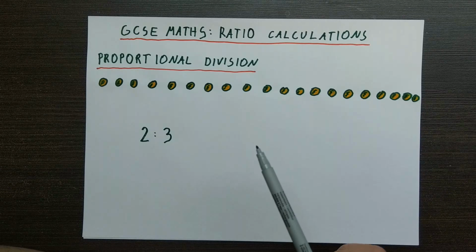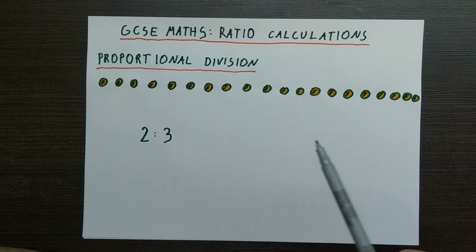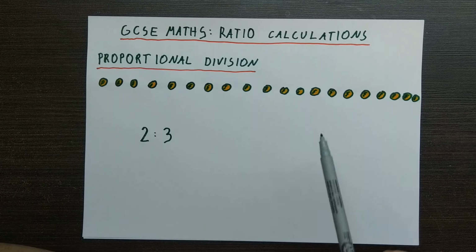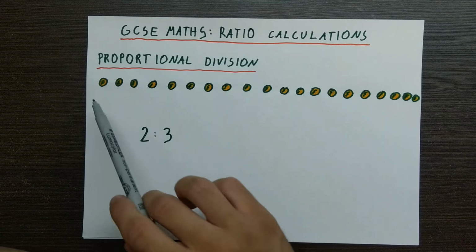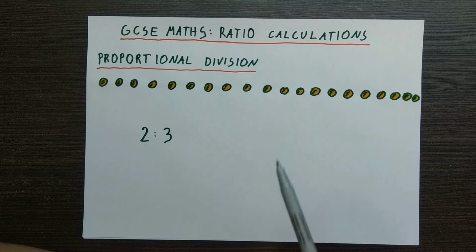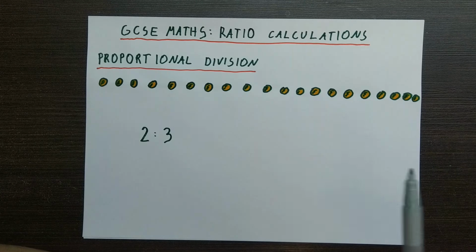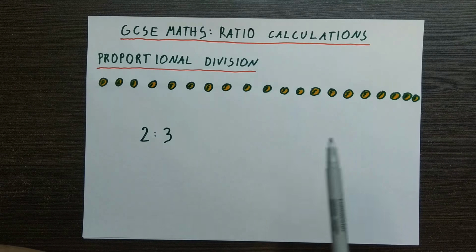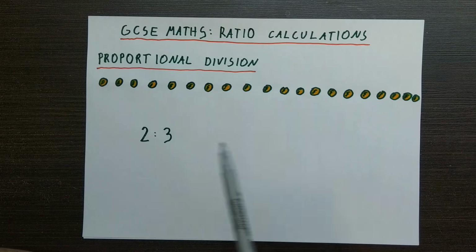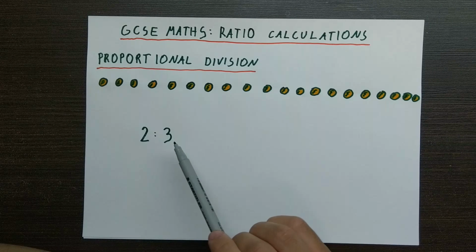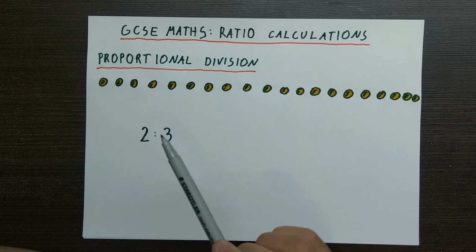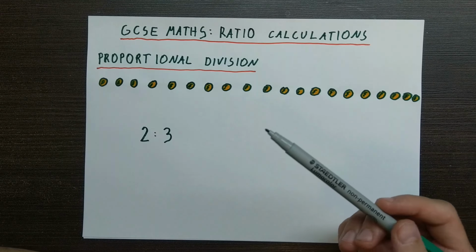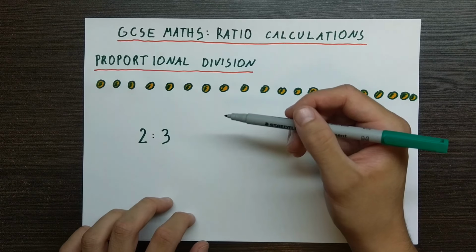We have two thieves that did a heist on a bank and they managed to steal 20 rare golden coins. There's 20 of them drawn out here. Now, because of their previous arrangements, they decided to split those 20 coins between themselves in a 2-to-3 ratio. Now, the question is, how many coins does each of those thieves get? Okay, how do we work this out?